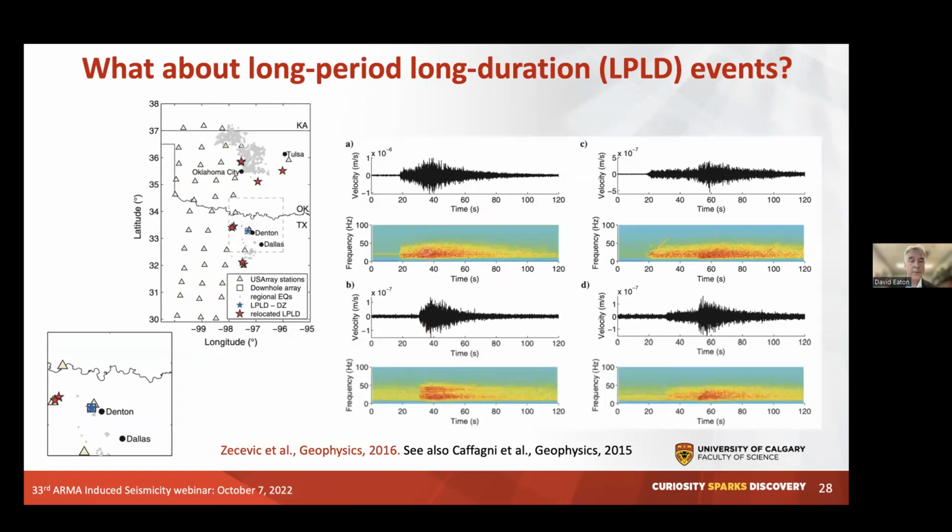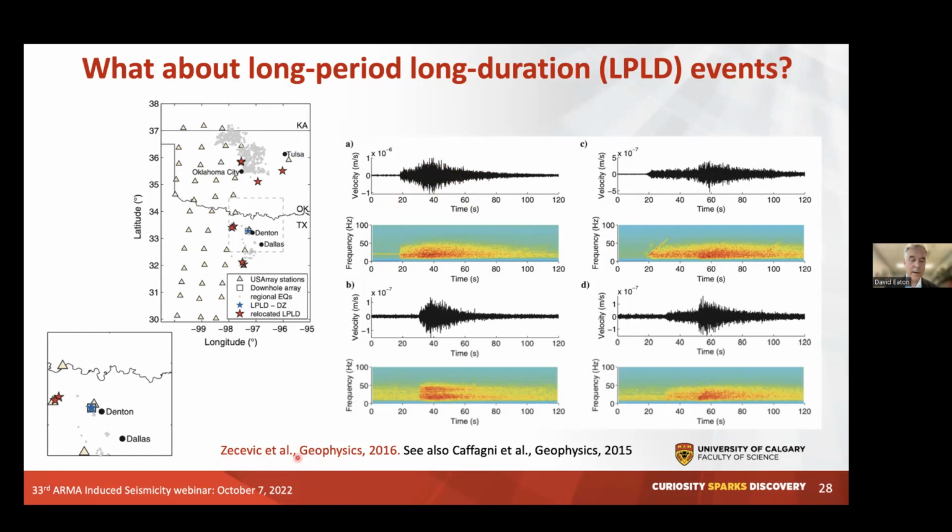Now, we're very interested in trying to recognize tremor signals, again, by analogy to natural fault systems. And there were some publications that came out, particularly in the Barnett play in North Texas, which had attributed signals that look like this to possible tremor activity that could be linked to slow slip processes. Unfortunately, that turned out to be not the case.